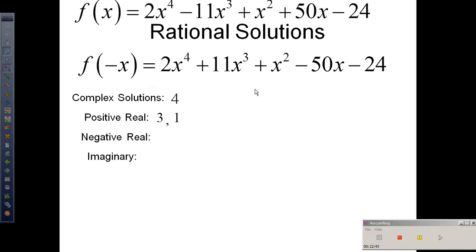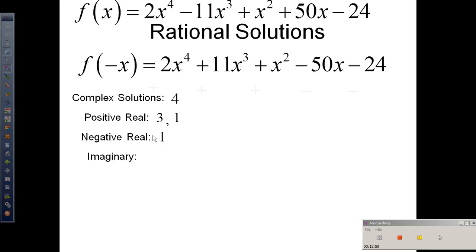So, this is positive because it's a positive 2, a positive 11, a positive x squared, a negative 60, negative 24. Because it went from positive to negative here. Yes. I went through and said f of negative x right here.